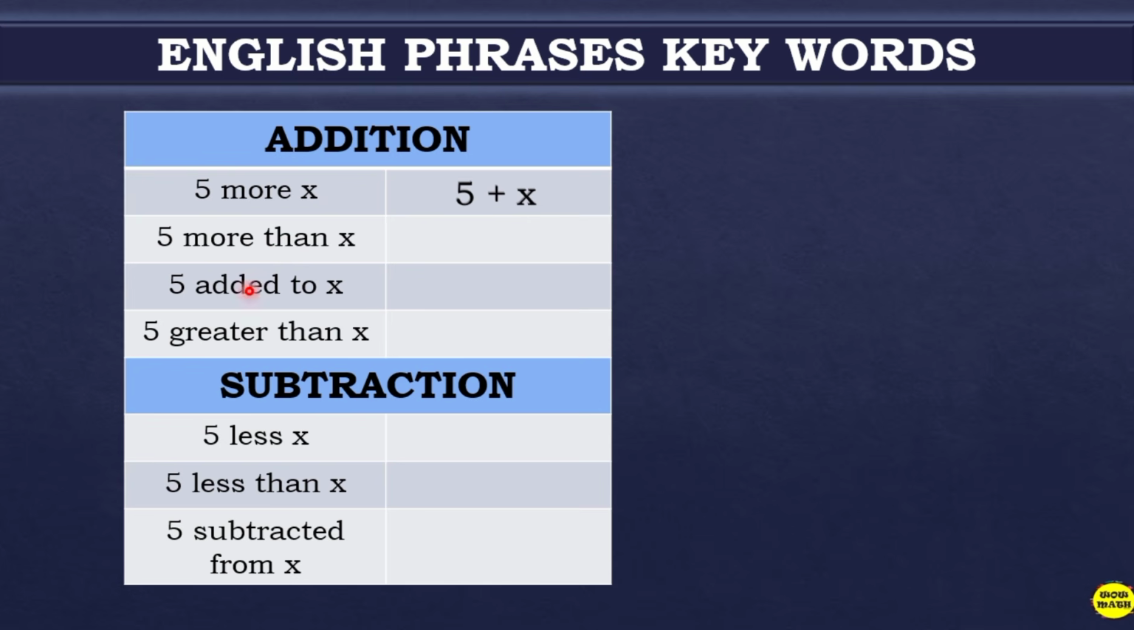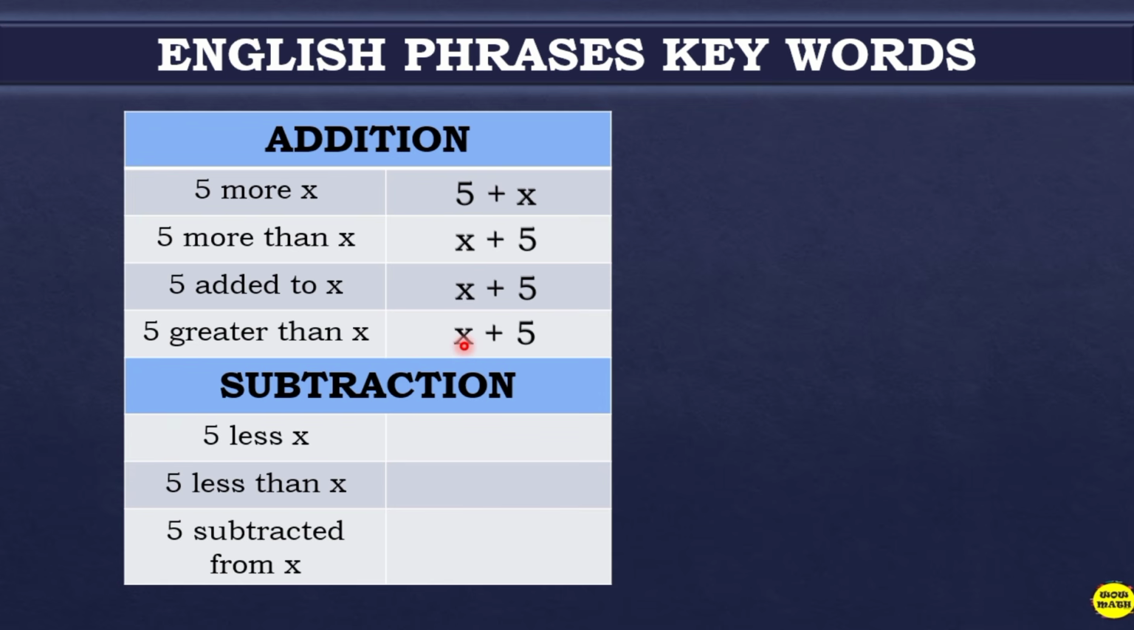Pag more than, added to, greater than, ito yung binabaliktad po natin. Mauuna po yung nasa last part. So, x plus 5. Kasi baka tayo dito malito. Ulitin ko ha. Kapag more as is, 5 plus x. Pero kapag ang ginamit ay more than, added to, greater than, mauuna po yung nandito. So, that is x plus 5. So, 5 more than x, 5 added to x, 5 greater than x.